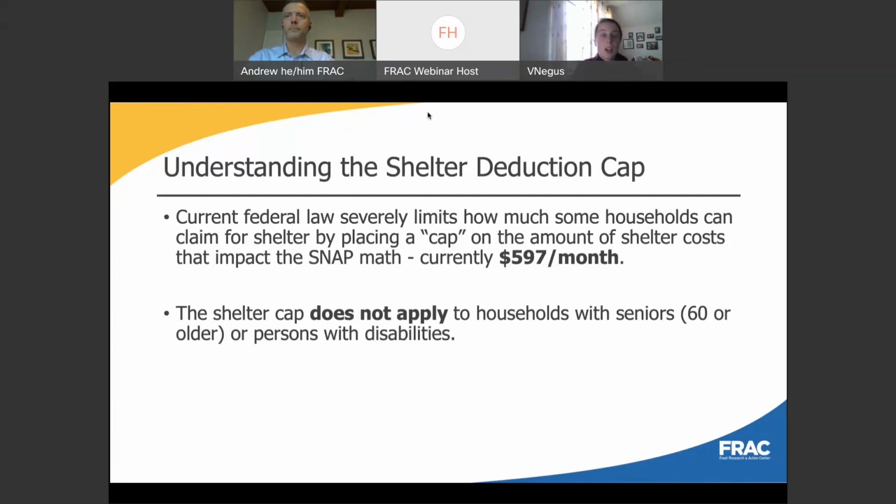That cap is currently almost $600 a month. It's $597 a month. And under federal law, it doesn't apply to households that include someone who is 60 or older, or a person with a disability under the SNAP rules about who is considered to be disabled. Next slide, please.